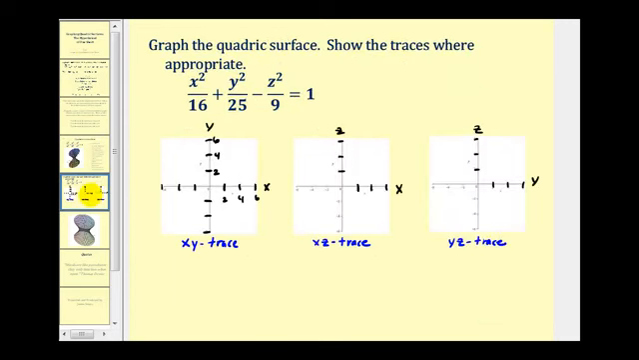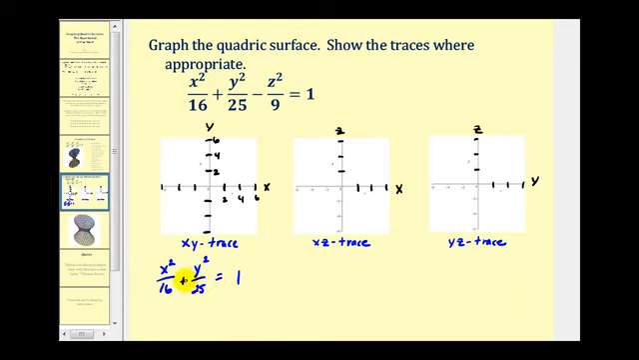Let's take a look at an example. Here we should notice right away that this does fit the form for a hyperboloid. Now let's go ahead and take a look at the traces. To determine the xy trace, we'll set z equal to 0. So we'll have x squared divided by 16 plus y squared divided by 25 equals 1. And this should remind us of an ellipse.